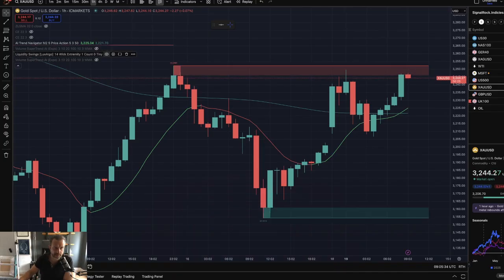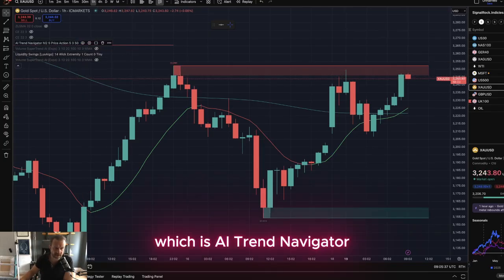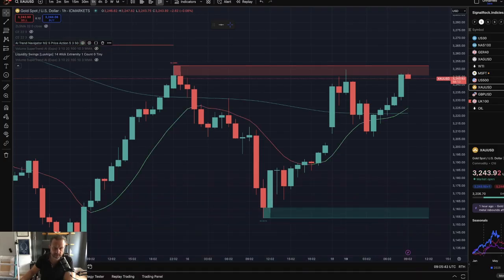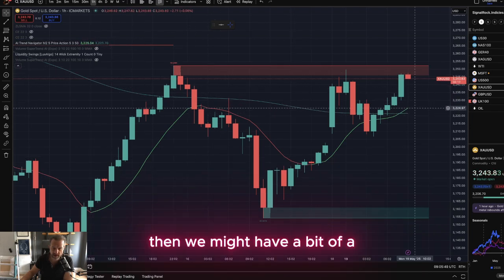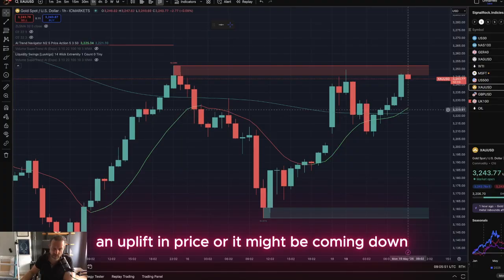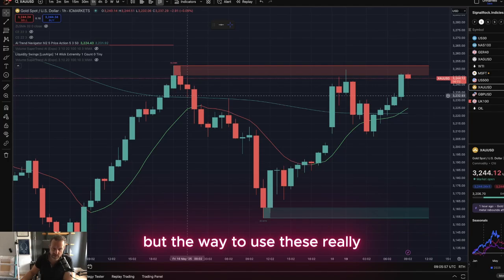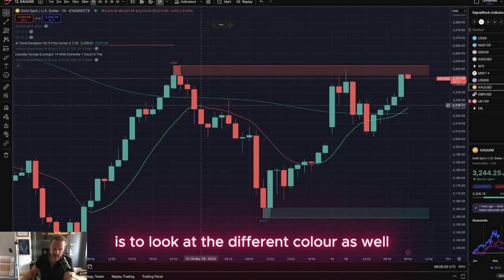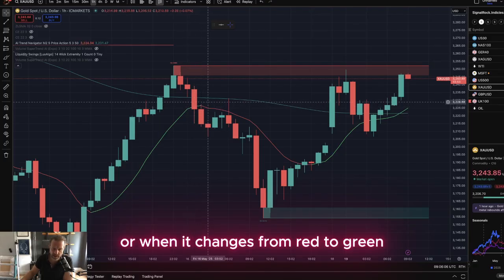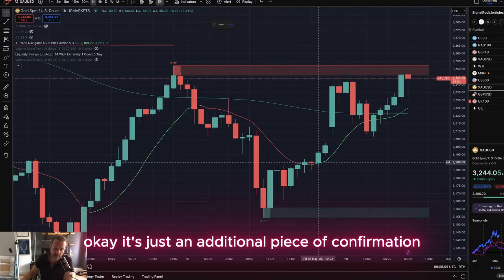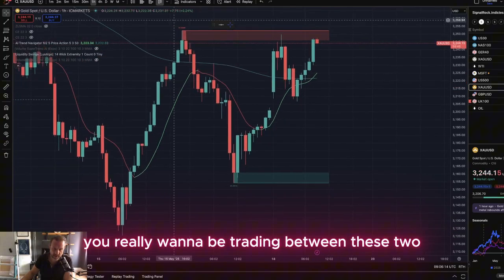indicator, which is an AI Trend Navigator. So I'll turn that off, so you can see these. We can use these as well. When these two lines cross over, then we might have a bit of an uplift in price, or it might be coming down. But the way to use these really is to look at the different color as well, so when it changes from green to red, or from red to green. It's just an additional piece of confirmation. But mainly you really want to be trading between these two areas here.